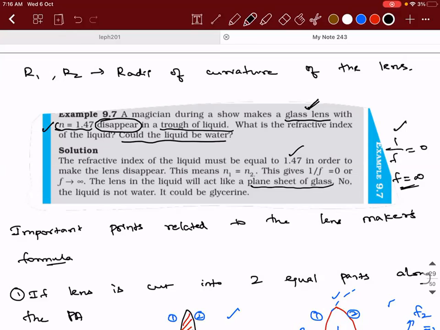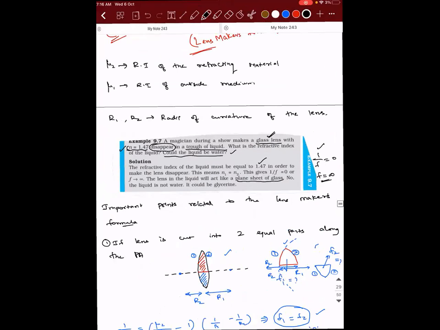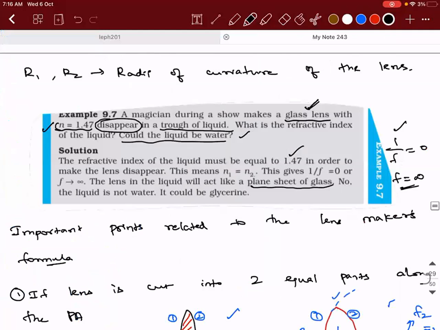And the next question is, could the liquid be water? No, it can't be, because water's refractive index is 1.33. Okay. So I have a doubt, sir. So the lens disappears in the sense like we won't be able to see it at all, sir? You won't be able to see the lens.